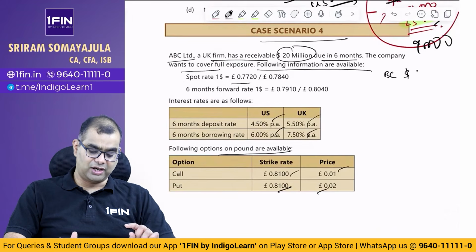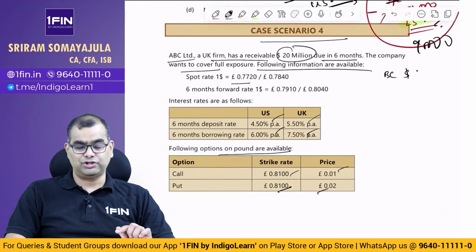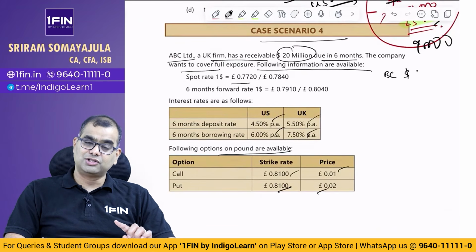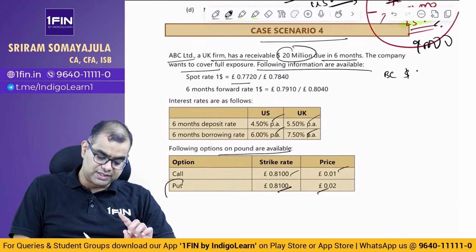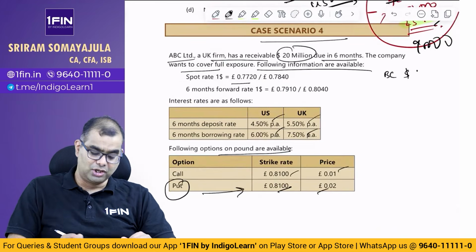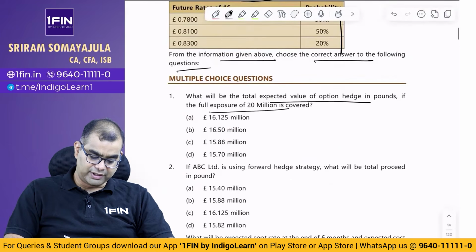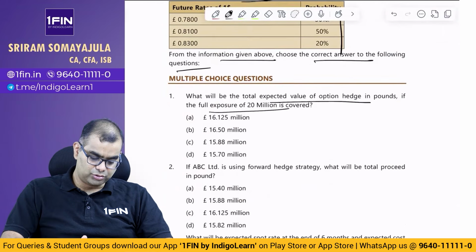Now when he is selling a dollar, what option is relevant? Call or put? Because when you are selling a dollar, you're not buying a pound, you are selling a dollar, you are going to get pounds. So you are going to agree on a rate for pound. So a put option is relevant because that is what you are going to enter into to sell a dollar and buy a pound. So 0.81 into your 20 million basically makes it 16.2, but that is not there.